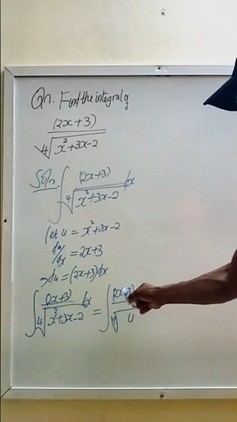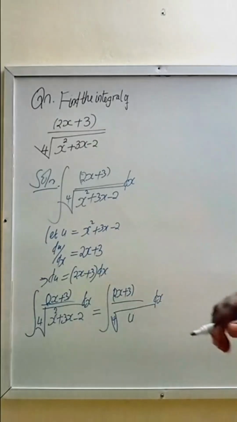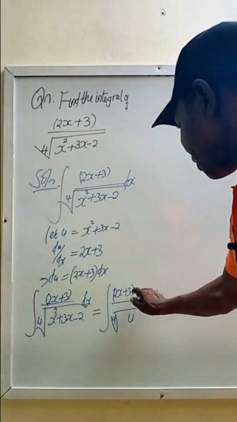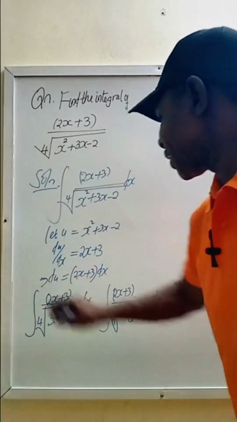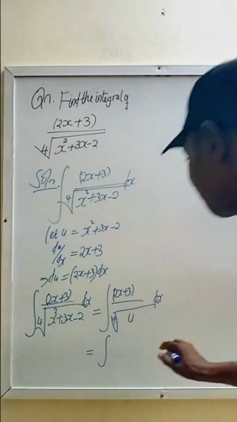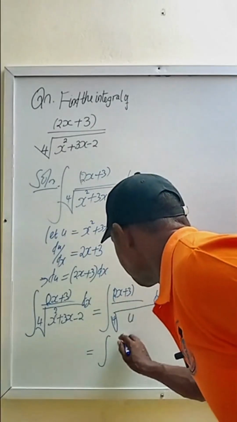2x plus 3, this bracket times dx, is the same as this one. Okay, so what do we do then? We replace the 2x plus 3 bracket dx with du. Then we get the integral of the whole of that one becomes du.